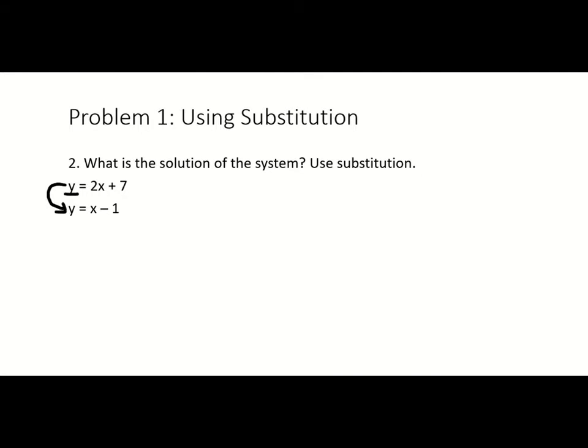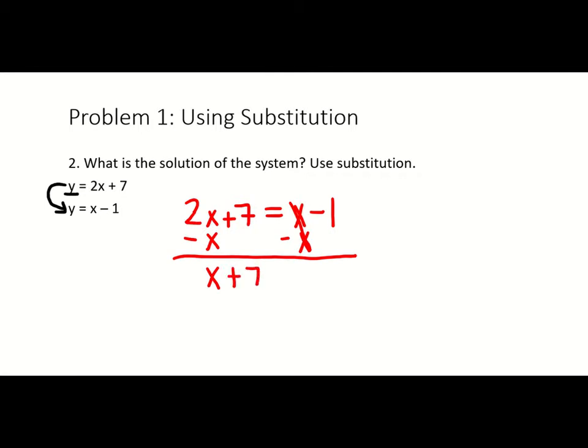So what I'm going to do, y equals x minus 1, I'm going to replace y with what it equals from the first equation, 2x plus 7, and set that equal to x minus 1, just finishing copying that second equation. Once I've plugged in for my variable, I then need to solve the equation. So first I need to get the x's on the same side. So I'm going to subtract x to get x plus 7 equals negative 1, and then subtract 7. So x is negative 8.